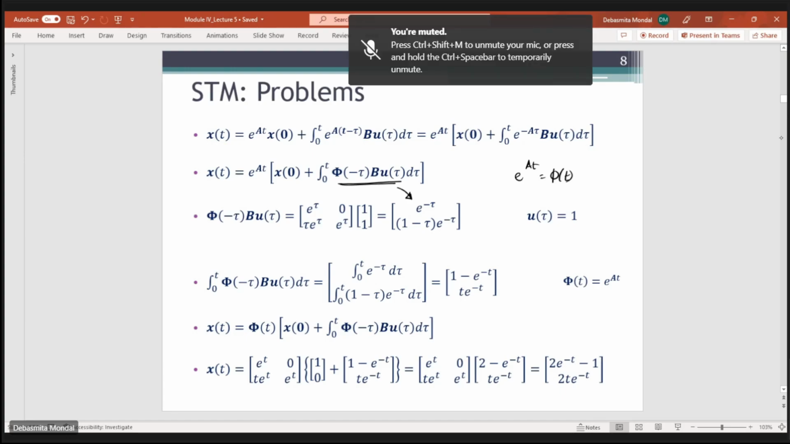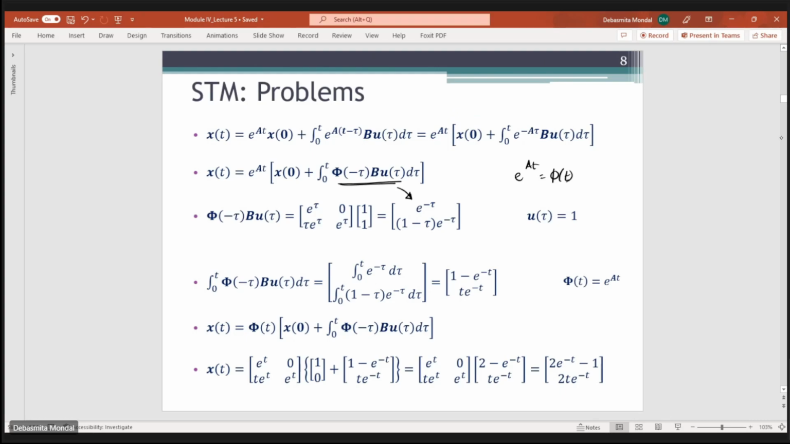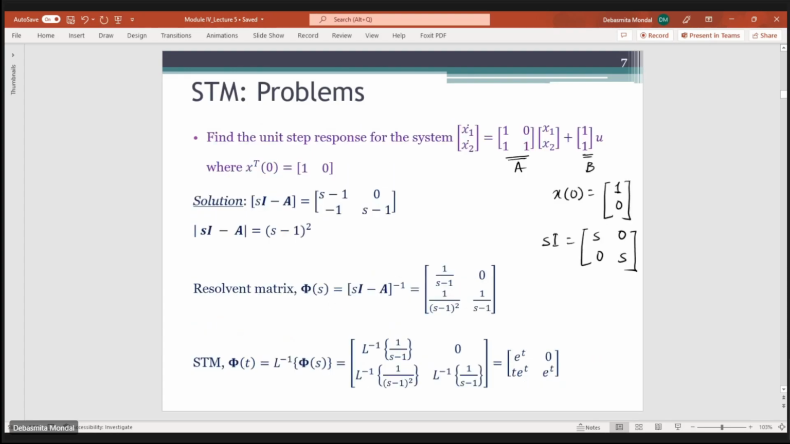So that means this x(t), for the unit step input to your system, will be given in this matrix form. This is 2 e to the power minus t minus 1, and the second term is 2t e to the power minus t. So this is the unit step response for the system which was given to you, with this initial condition. So you could find out the unit step response.